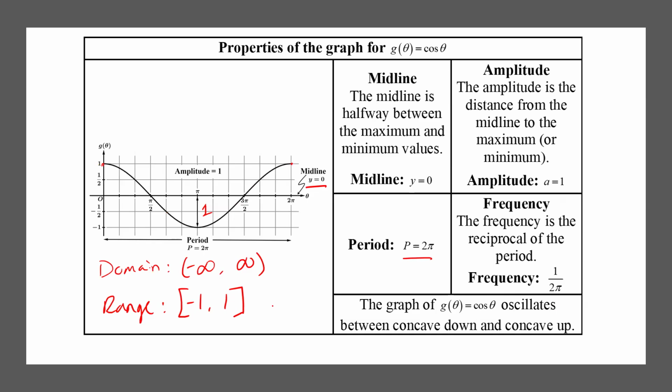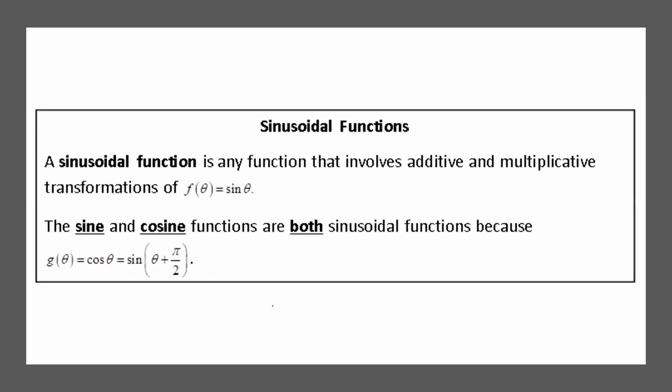Okay. From seeing these, what that tells us is that these two functions are interchangeable. That's why they're called sinusoidal functions together. So your sine and cosine functions are part of the sinusoidal function family. It's any function that involves adding to or transforming the sine function. The cosine function is a transformation of a sine function.